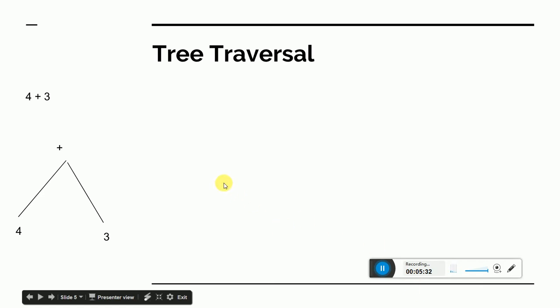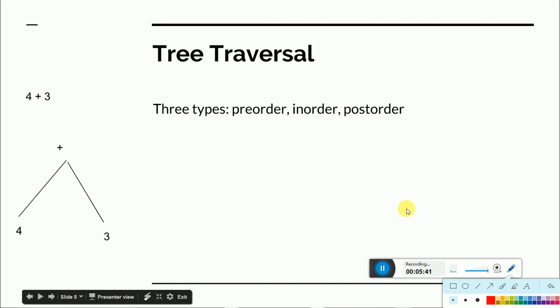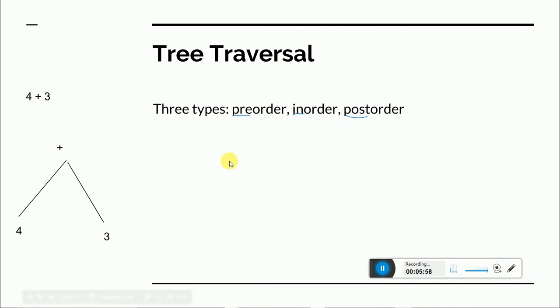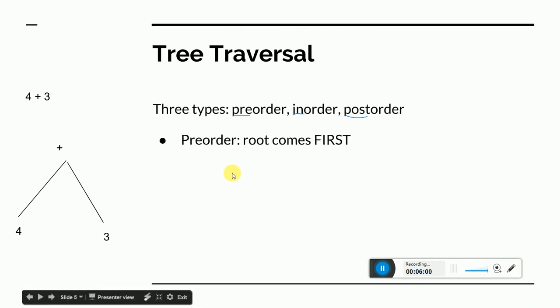So tree traversal, three different types of tree traversal that we want to talk about: pre-order, in order, and post-order. If we look at each one of these, the prefix tells us what we're going to be looking at. When we talk about pre-order, we're talking about before. When we talk about in order, we're talking about in the middle. And when we talk about post-order, we're talking about after. So what are you saying, Sawyer? We're talking about where we're actually going to place the root.